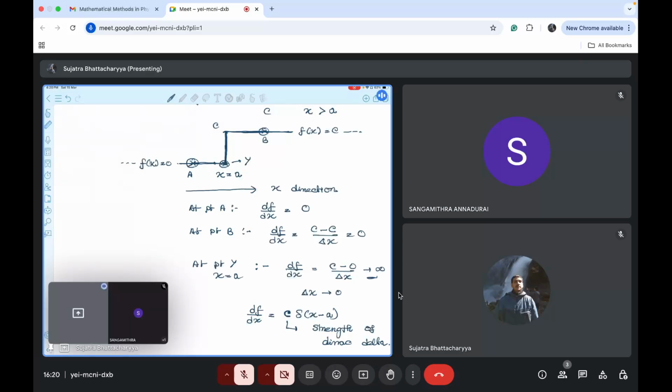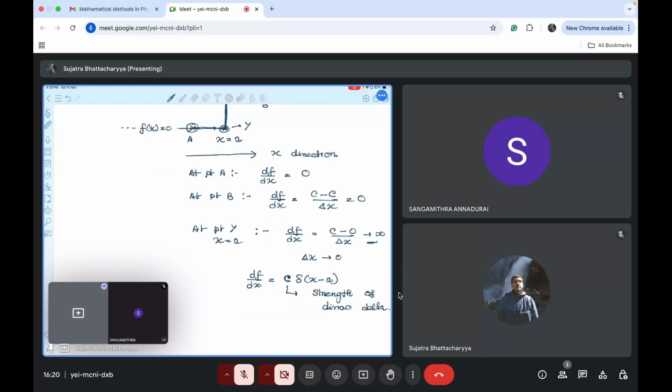So here it is 0, and in the positive x direction it becomes positive c. But if this is the positive x direction, let's say, then here it is 0 and here it is c, so it will be minus c. So remember, in the positive x direction, the amount of discontinuity is the strength of the derivative.